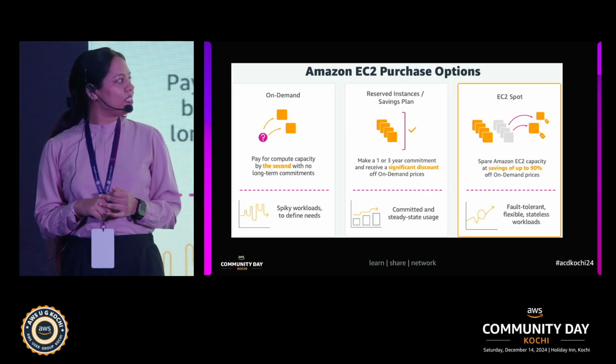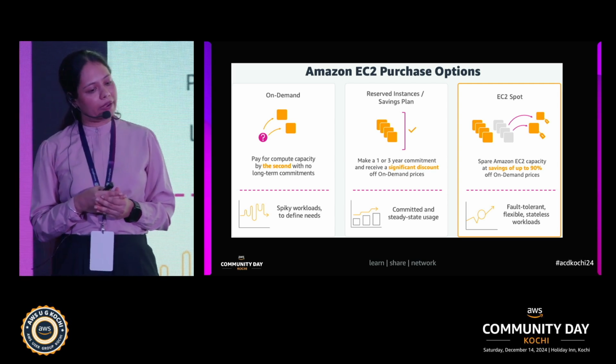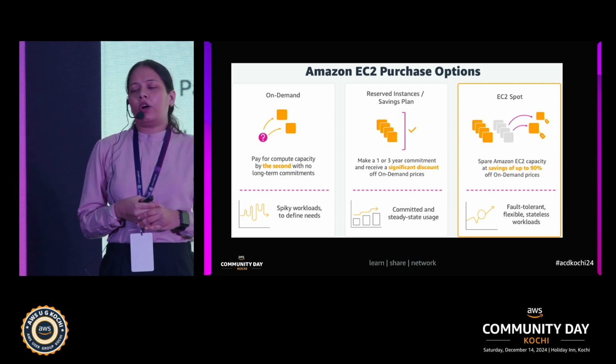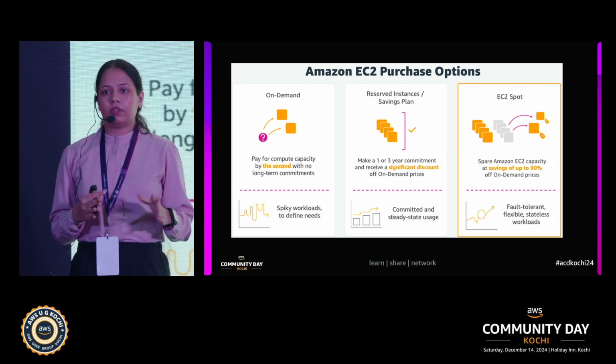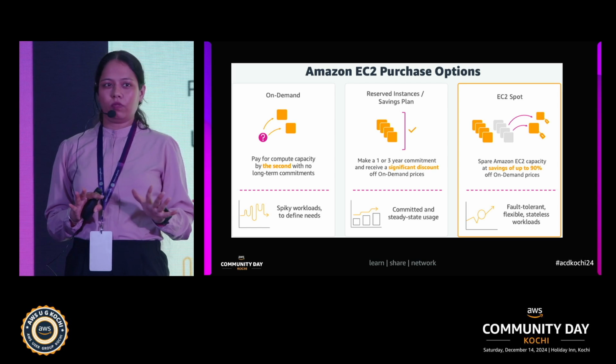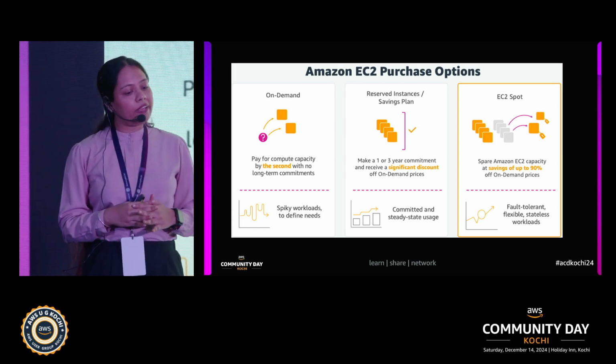So this is again just a comparison of on-demand server, reserved instance or savings plan type, and EC2 spot instance. Whenever you want the server to be up and running, you run it, that's on demand. It can be helpful for a spiky workload or when you have defined needs. Then we have reserved instance.